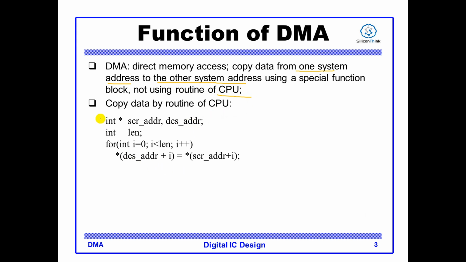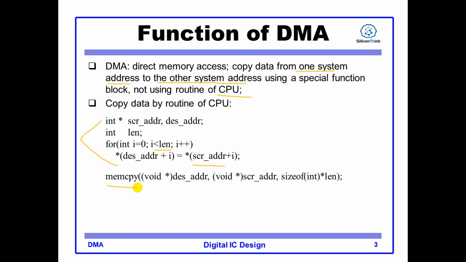you can just write a simple C code like this to implement the same function. It can copy data from source address to destination address. The data length is in this number. And usually, you can just call this function in the library. So, why we need to design a special hardware to implement this same function? Okay, let's find the answer in later slides.